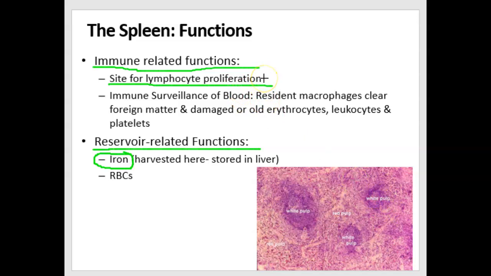they can proliferate there, meaning divide, increase in number, and enter the bloodstream from the spleen. Therefore, they not only survey the blood coming into the spleen, but they can go take up residence in other places as well and survey the blood. So we say that the spleen is a site for immune surveillance of the blood. There are macrophages there that can clear foreign matter and damaged or old erythrocytes, leukocytes, and platelets from the blood.